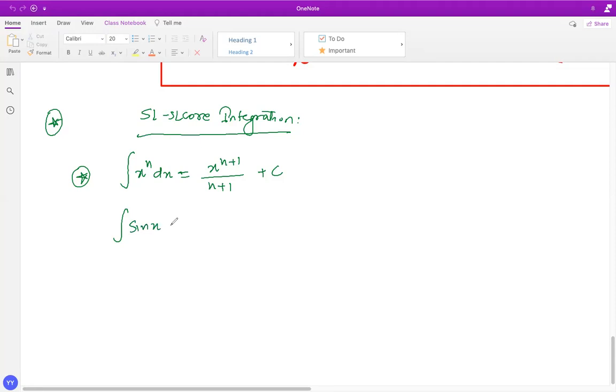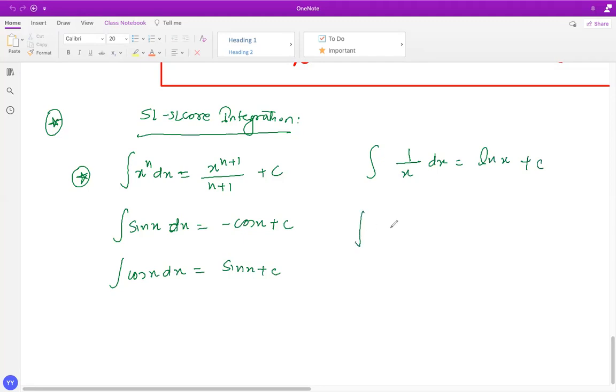sine x, the integration of sine x is actually negative cos x. Integration of cos x is positive sine x. Integration of 1 over x is ln x plus c. Integration of e to the power x is e to the power x plus c. Now, when you have got the integration of 1 over cos square x, the integration of 1 over cos square x is tan x plus c.